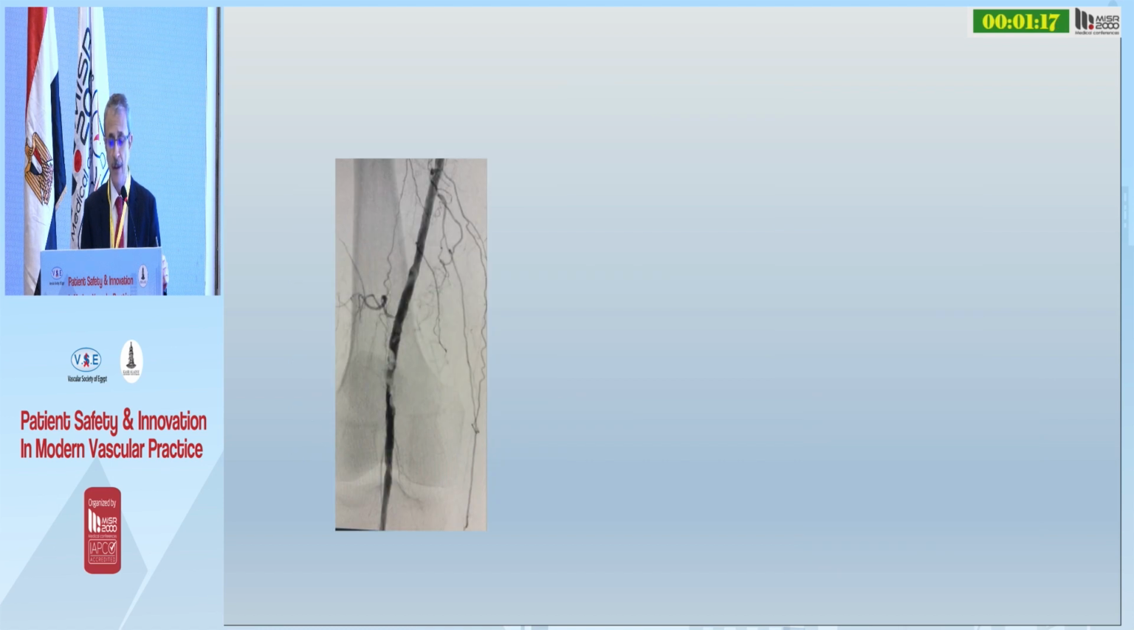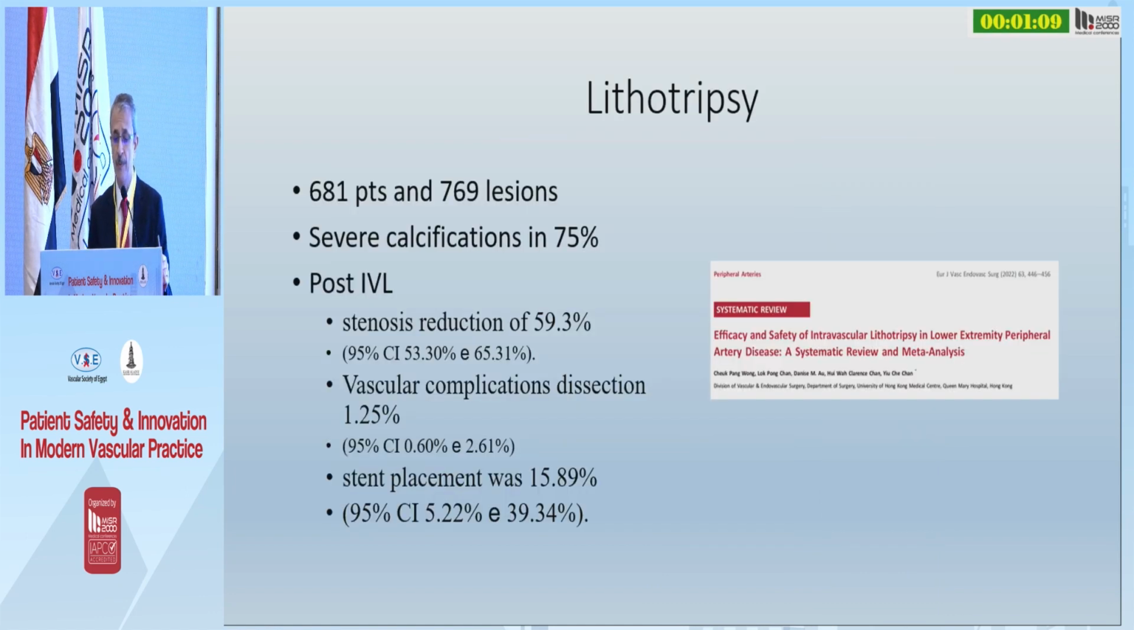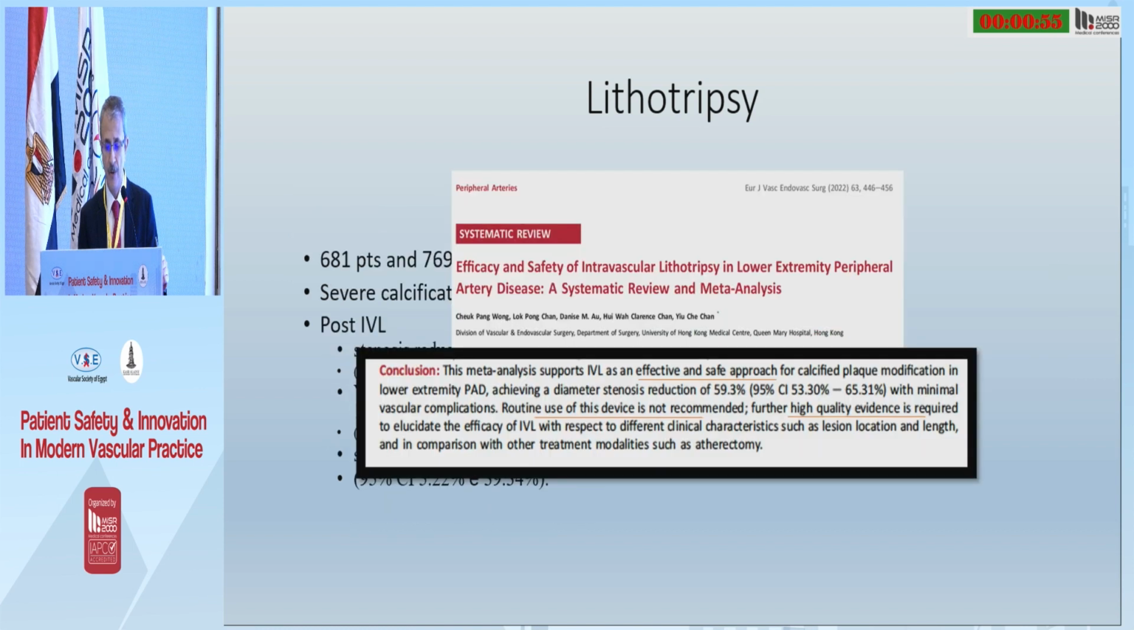There's another case, very heavily calcified, more than 90% stenosed, treated with lithotripsy with good results. For the published results from lithotripsy, there's a systematic review published this year of 769 lesions, and the stenosis reduction is around 60% with a very low complication rate. The conclusion was it is safe, effective, but needs more data to establish its role.